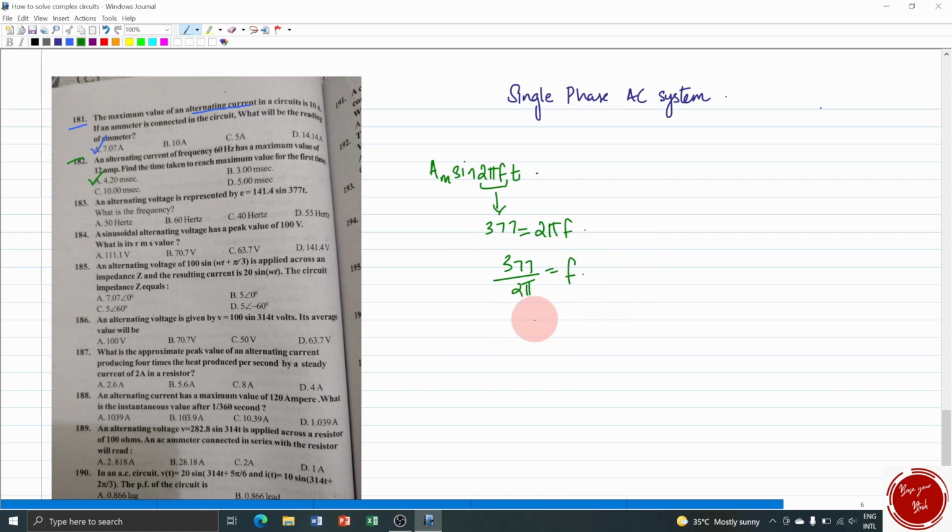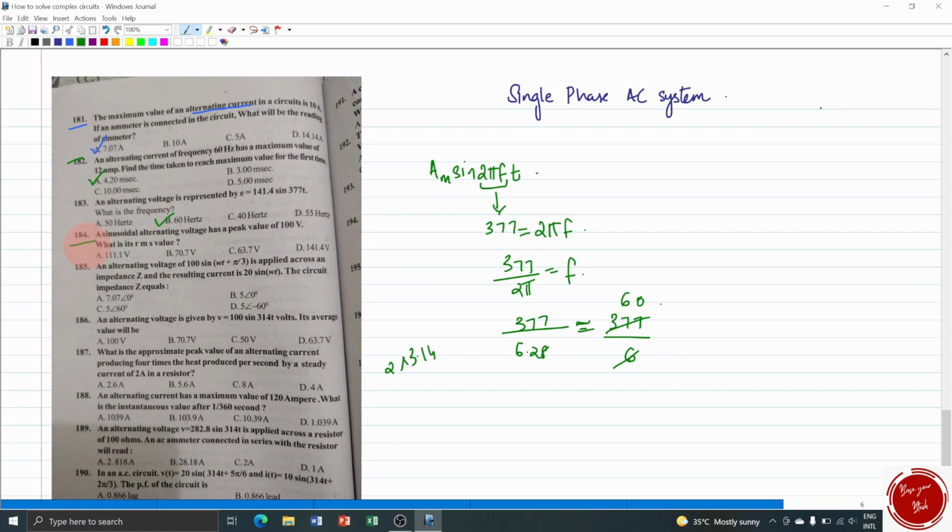You know that 2 pi is 6.28 because 3.14 into 2, right? So it is 6.28. 377 by this value. It is actually 377 divided by, let's approximate to 6. And you know that the first digit coming here is 6. Right. So it is actually approximated value 60. Okay. So we have 60 hertz coming here.